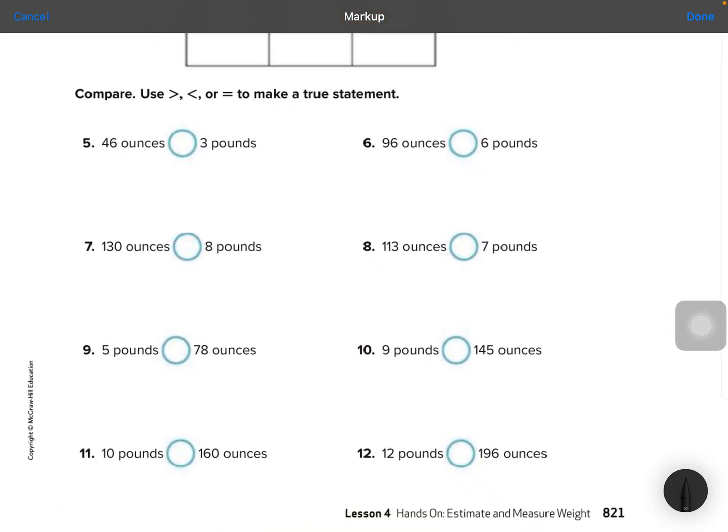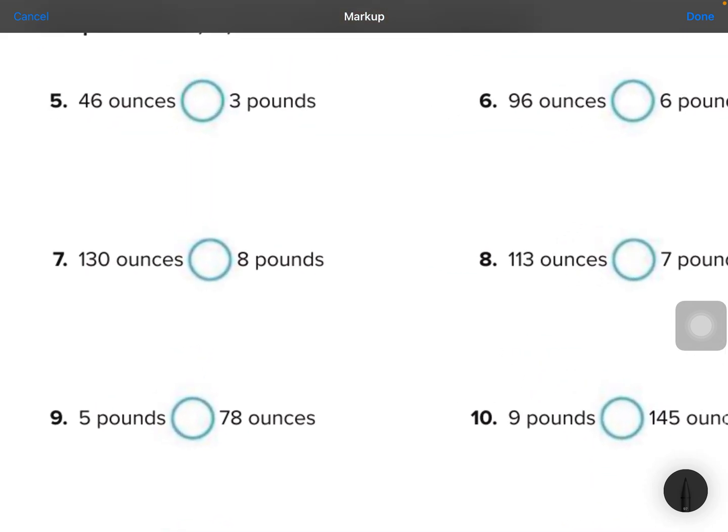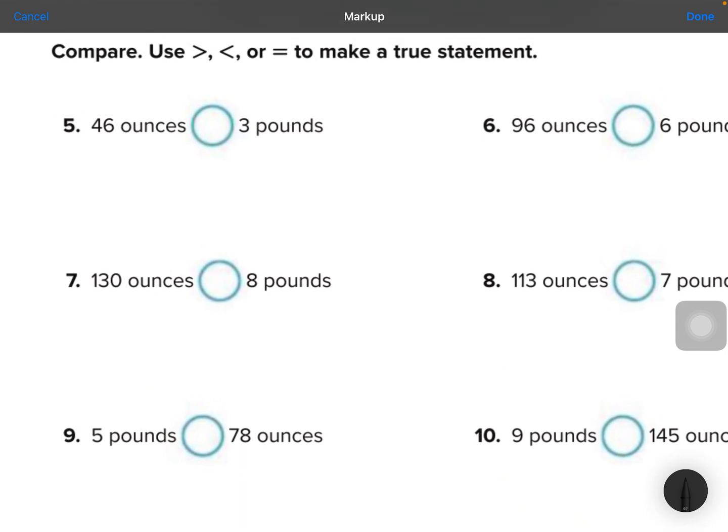Okay, we're not going to worry about that table. We're going to come right here to this practice where we have ounces and pounds, and we need to compare if they're greater than, less than, or equal to. But we cannot compare them until we get them saying the same thing. Now, our smallest measurement, which is ounces, is going to be the easiest thing to compare because smaller is more precise. So we need to convert 3 pounds to ounces.